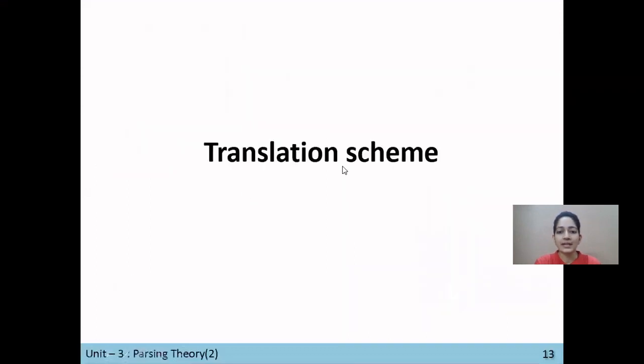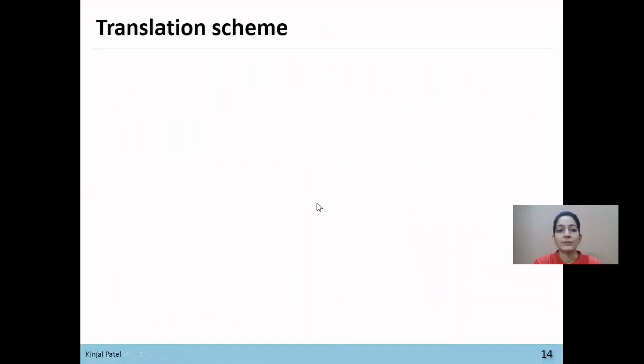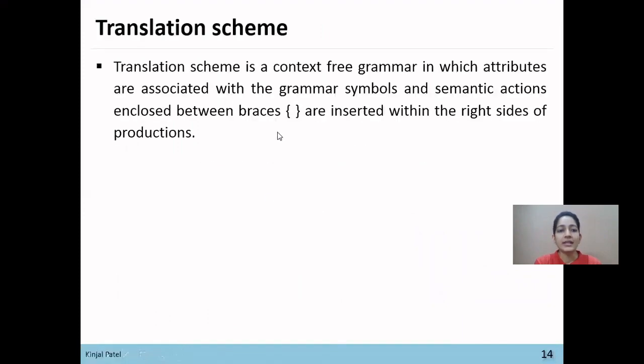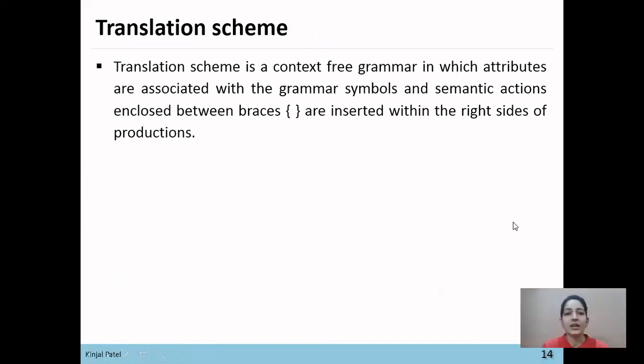Next topic is translation scheme. A translation scheme is a context-free grammar in which attributes are associated with grammar symbols and semantic actions enclosed between braces are inserted within the right side of a production. Means translation schemes are the schemes which can be executed if they are enclosed in curly braces only.